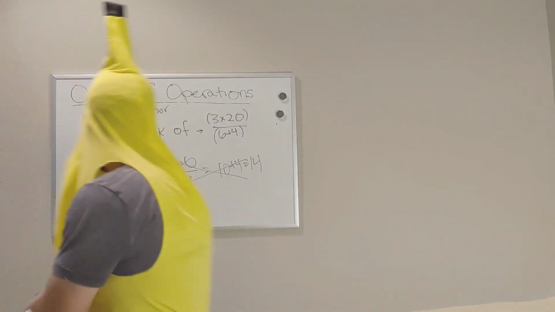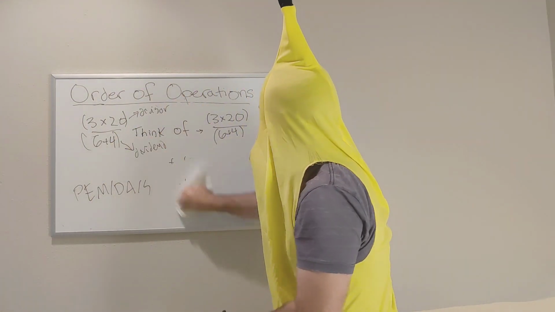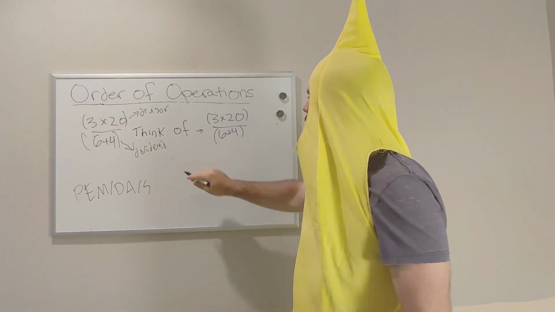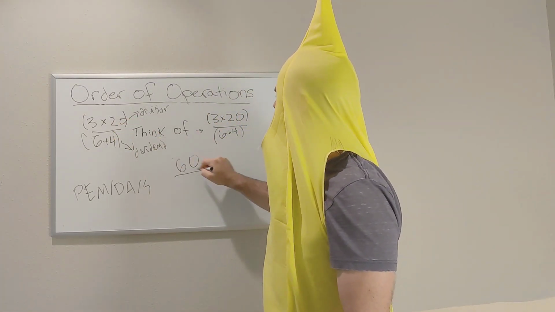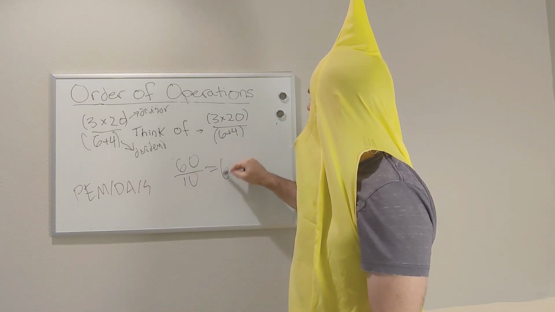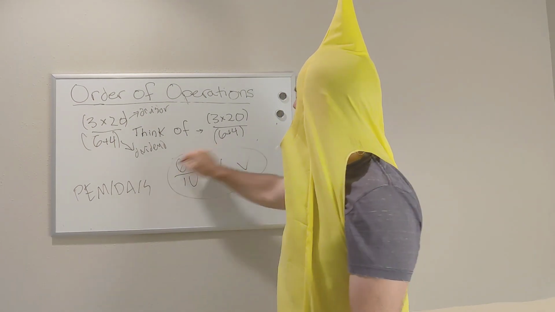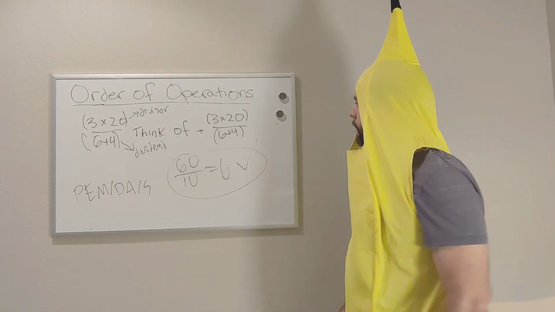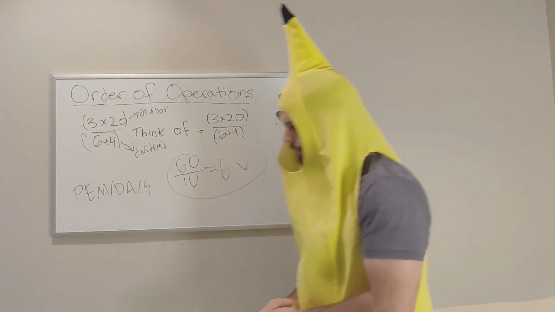So what this really looks like, we do 3 times 20 for our divisor, so that's 60, and then we want to do 6 plus 4 for our dividend, that's 10. 60 divided by 10 is 6, so this is actually the right way to do this particular problem.